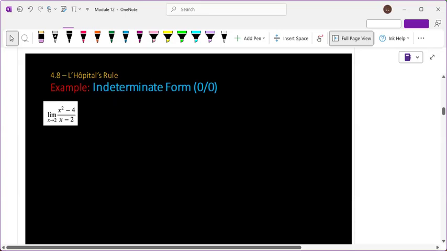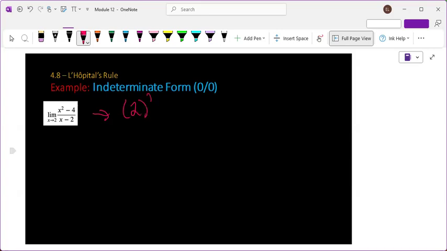So, like this one here, indeterminate form. If I plug in the 2, I've got 2 squared minus 4 over 2 minus 2. So 4 minus 4 is 0, 2 minus 2 is 0. So direct substitution gives us an indeterminate form.